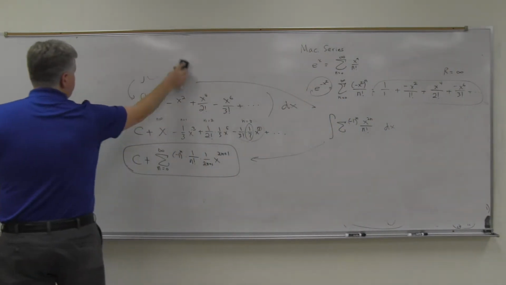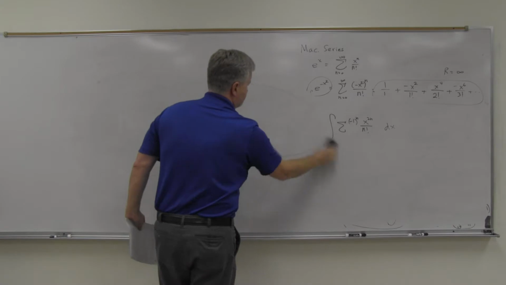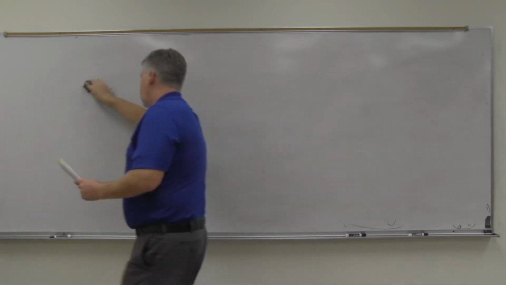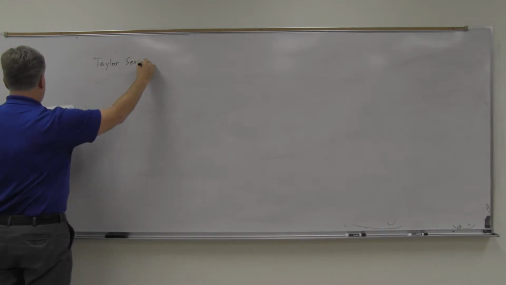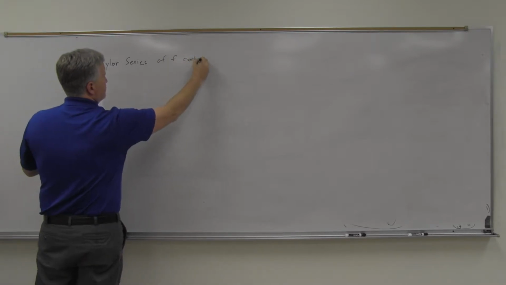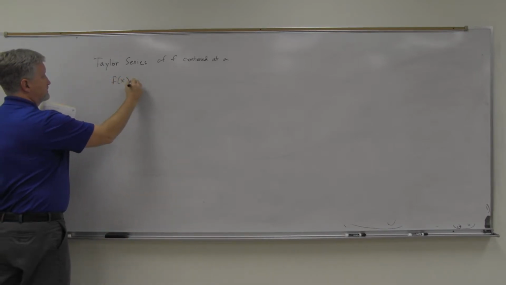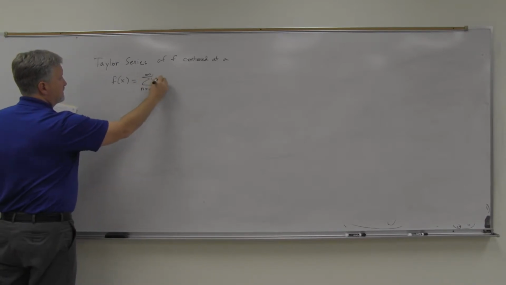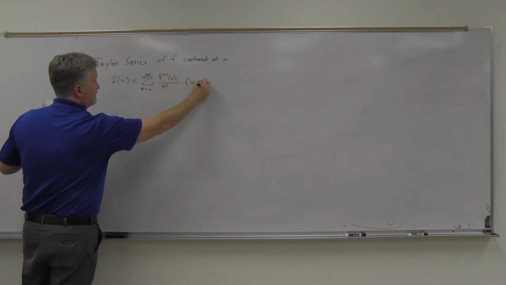Let me talk about Taylor polynomials. And just to review again, remind ourselves here, the Taylor series of f centered at a is f of x equals summation n equals 0 to infinity, the nth derivative at a divided by n factorial times x minus a to the n.